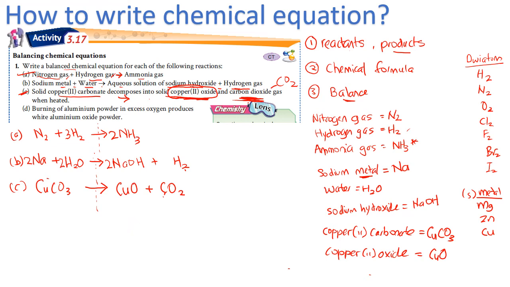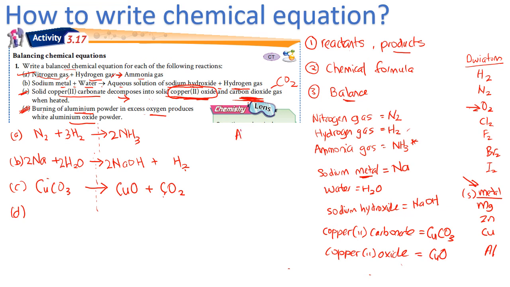Now D. We'll look at question D. Burning of aluminium powder in excess oxygen produces aluminium oxide powder. Now aluminium powder is a metal, and metal normally we write as an atom. Excess oxygen, the formula is O2. O2 will produce white aluminium oxide.